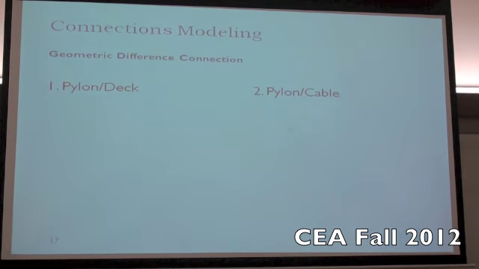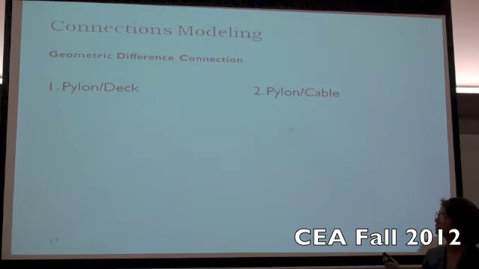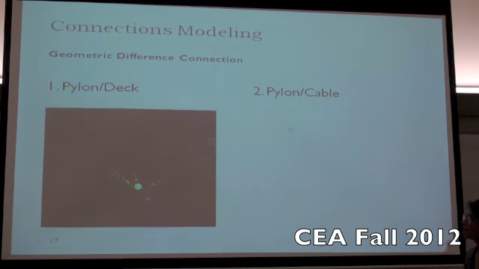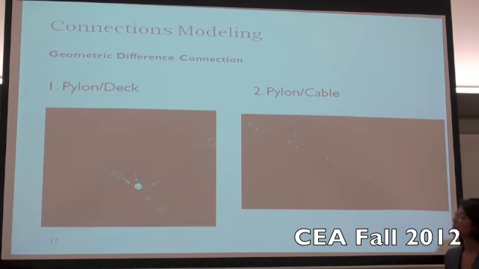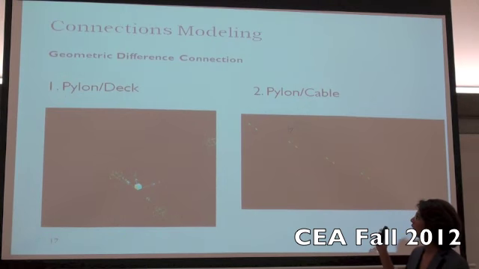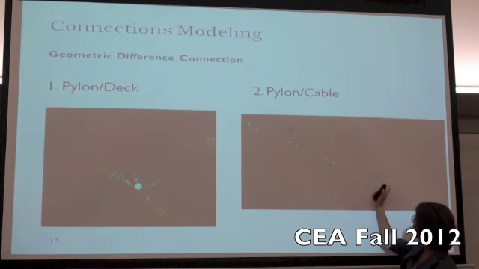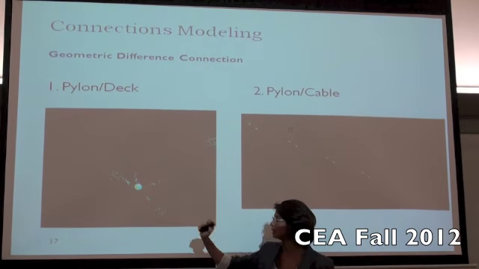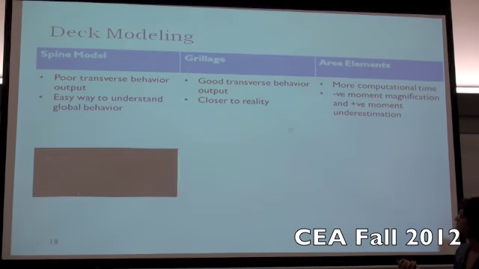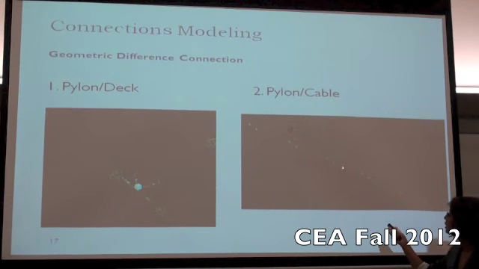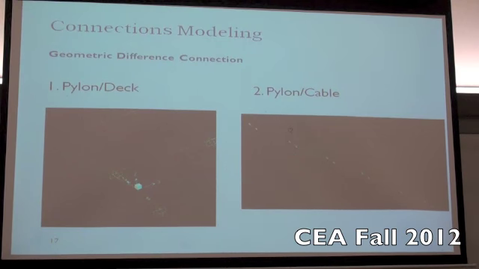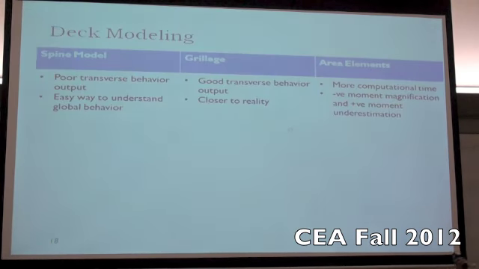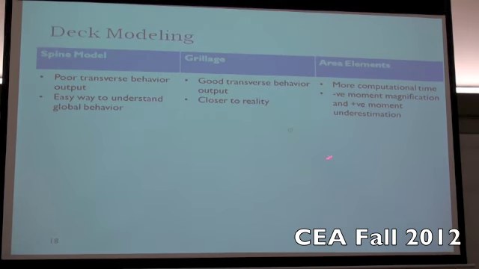And for the connection modeling, there are two important connections to be modeled: the pylon-deck connection and the pylon-cable connection. Since we model our pylon as a single frame element, there is a dramatic difference between the cables and the pylon, and between the deck and the pylon. So we had to make a rigid link member between the cables and the pylon, and between the deck and the pylon, to allow moment transfer and to simulate the reality.